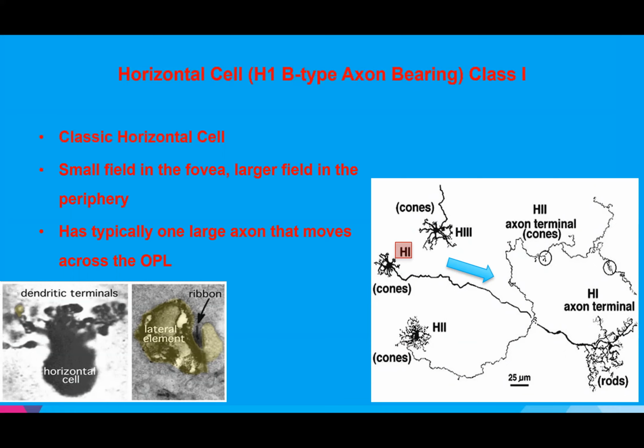Remember, we're still in the outer plexiform layer. Like nothing has changed anatomically, despite all that weird physiology that I described to you. Nothing has changed. We're still in the outer plexiform layer. And then there's its terminal there, and it goes to rods and cones. Okay, so it does all types of photoreceptors, rods and cones.